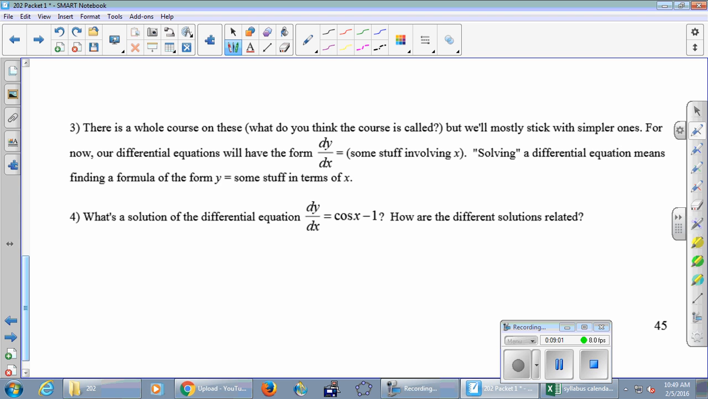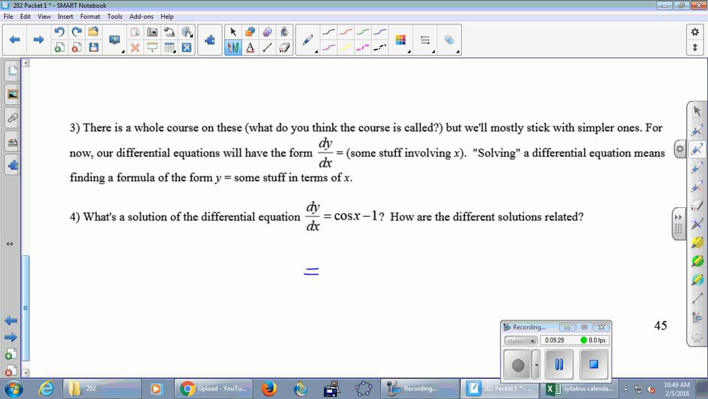So for example, number 4 is more along the lines of the differential equations I will ask you to solve. Let's see if we can find a solution to the differential equation dy/dx equals cosine of x minus 1. So we're looking for some function whose derivative is cosine of x minus 1. Well, the opposite of taking the derivative is taking an antiderivative. So how about we think about taking an antiderivative of both sides of this?